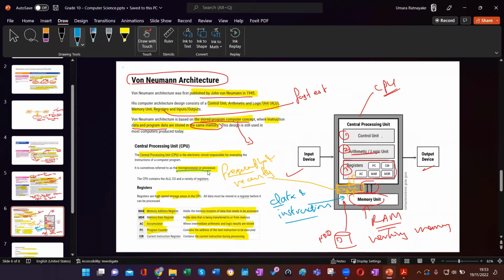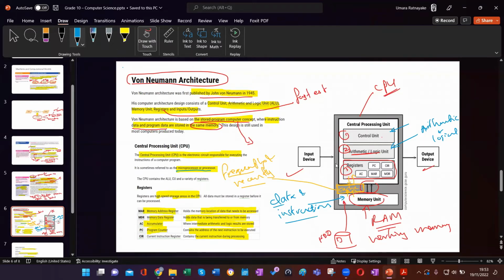Okay, so the CPU is also called the microprocessor or the processor, right? Now you learned about the control unit and ALU. What is the job of them? Before that, ALU is responsible for performing arithmetic and logical operations. Arithmetic operations are addition, subtraction, multiplication. Logical operations are AND, OR, NOT operations.